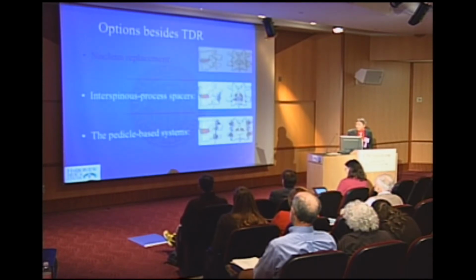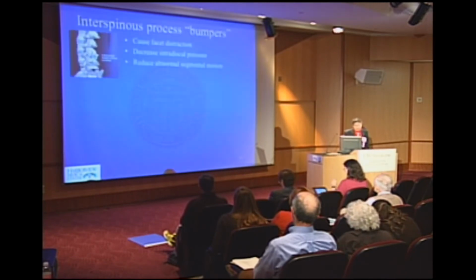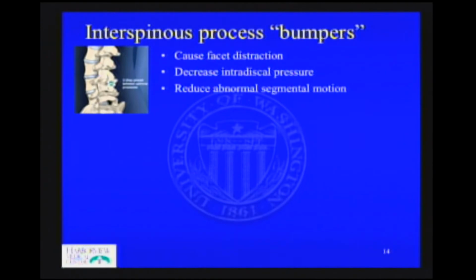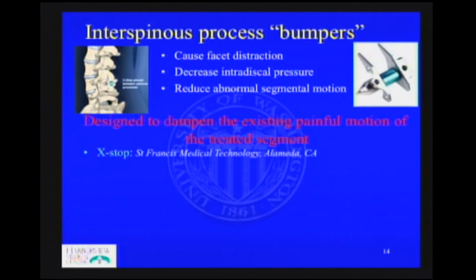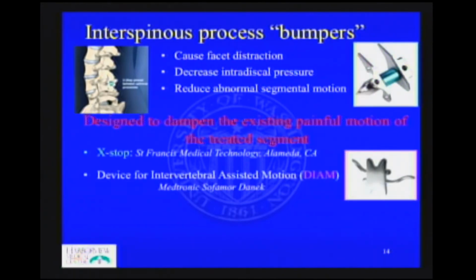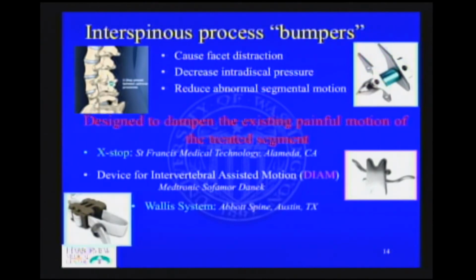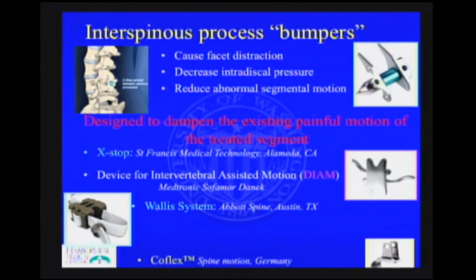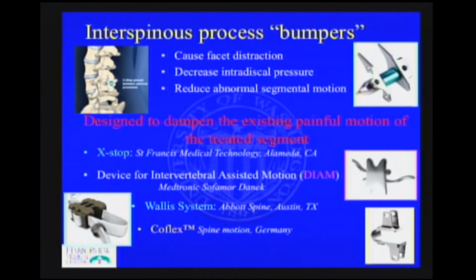The second one is the interspinous process spacers. These interspinous process spacers were developed as a bumper, which can cause facet distraction, decrease the intradiscal pressure, and also reduce abnormal segmental motions. Essentially, this is designed to dampen the existing painful motion of the treated segments. Everybody knows the X-Stop, which is the most popular one, and then there is the DIAM from Medtronic, the Wallis system from Austin, Texas, and also the Coflex from Germany.